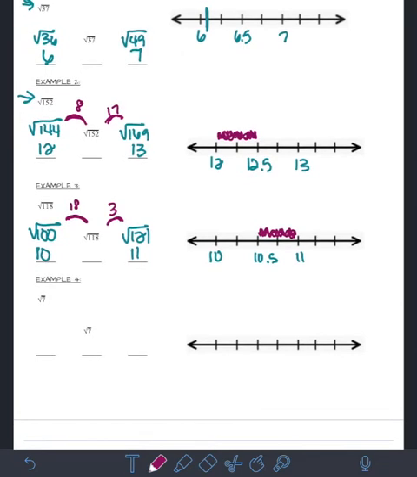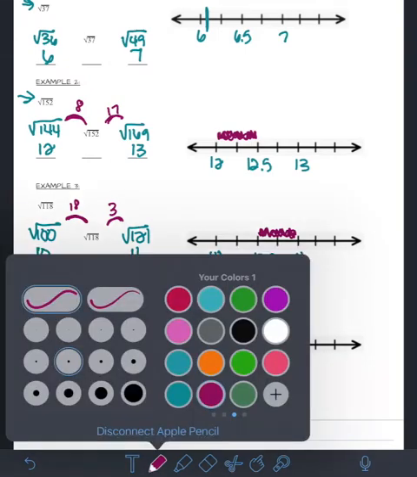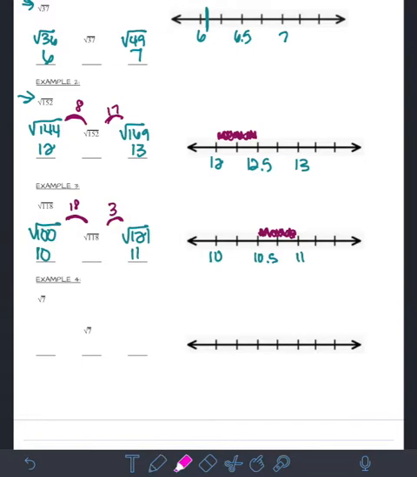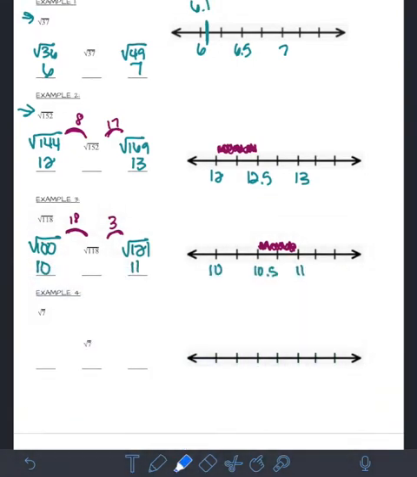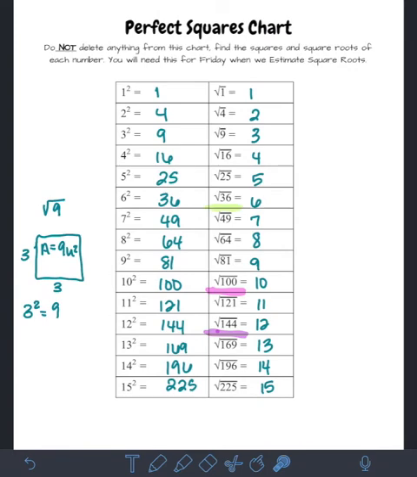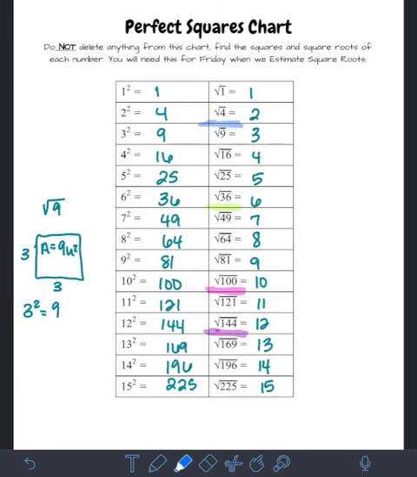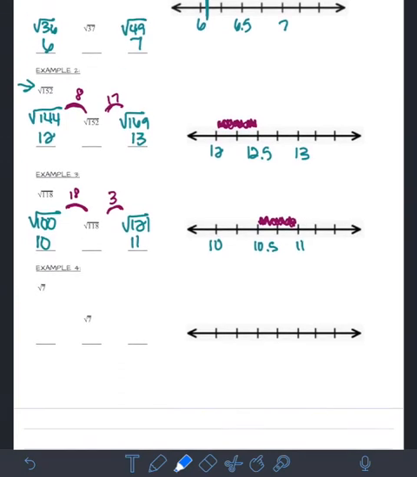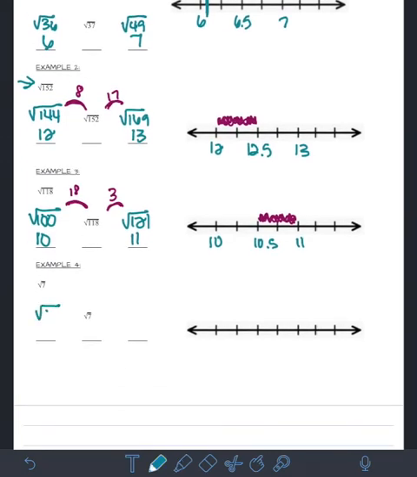The last one that we're going to look at, and I'll show you how to get the estimate on your graphing calculator, is the square root of 7. So I'm going to go back up and scroll down, okay, where does the square root of 7 fall in between? It falls between the square root of 4 and the square root of 9, so it's going to fall between the whole numbers of 2 and 3. So I have 2, 2.5, and I have 3.